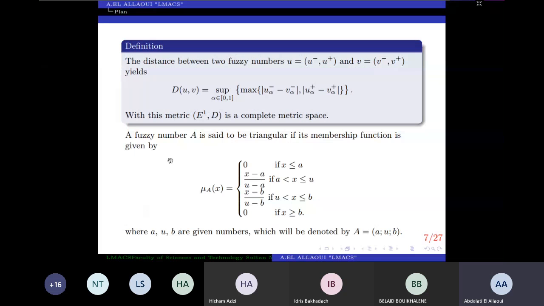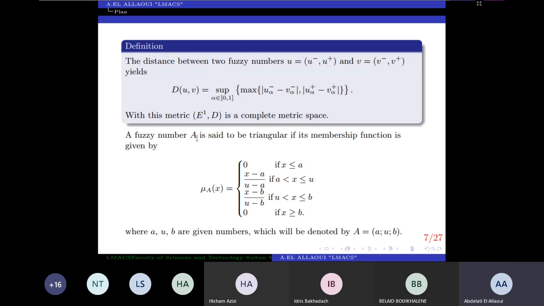We define here the following metric, or the distance between two fuzzy numbers u and v. It's defined by the following expression. This is the Hausdorff metric, and with this metric E¹ is a complete metric space.